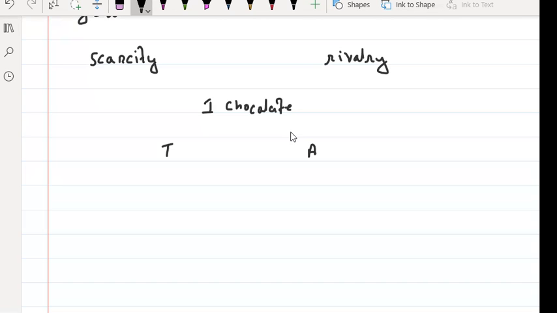So rivalry means there's a competition. This chocolate cannot be given to both, everyone. It is either given to Tuvishka or Aditya. So if any good or any object can be used by only one person, then is there rivalry for that person? Tell me about this.